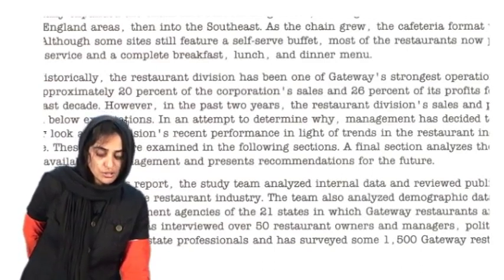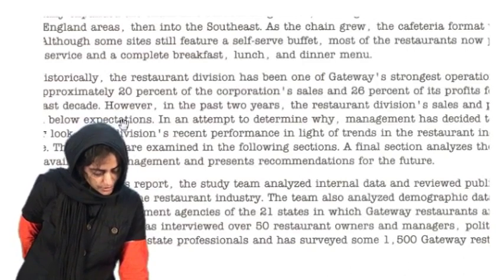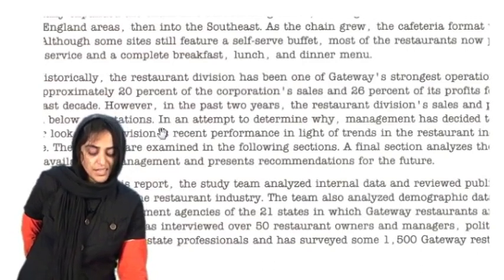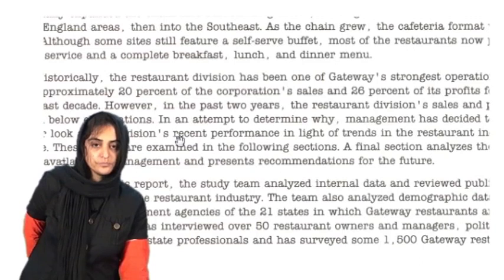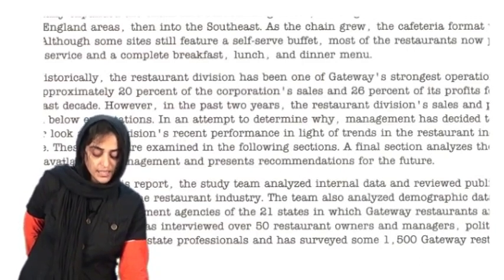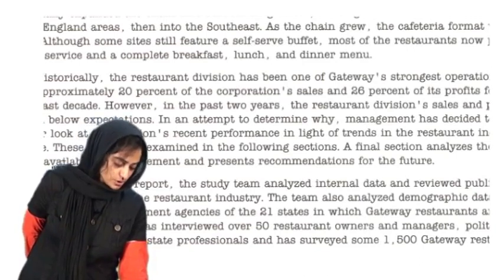In this line, Mr. Johansson is telling you about the problem that the restaurant business has been facing for the last 2 years. In an attempt to determine why, management has decided to take a closer look at the division's recent performance in light of the trends in the restaurant industry as a whole. These issues are examined in the following sections. A final section analyzes the alternatives available to management and presents recommendations for the future.